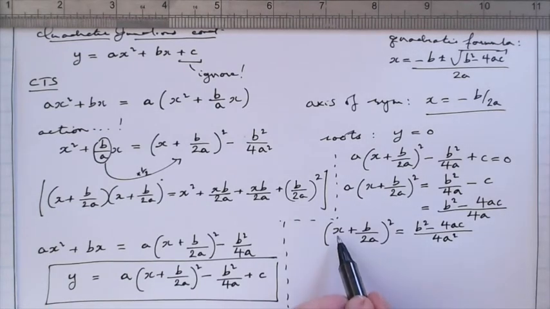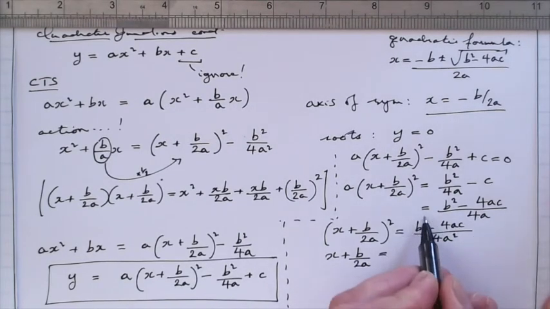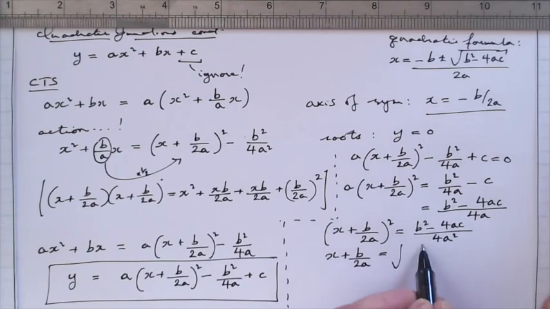Now, to get at x, I have to take the square root, because that will make the left-hand side very simple. So by taking the square root now, I just have x plus b over 2a equals the square root of all this stuff. Okay, the square root of b squared minus 4ac divided by 4a squared.